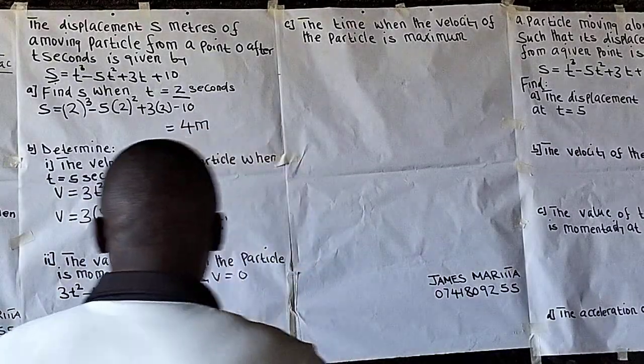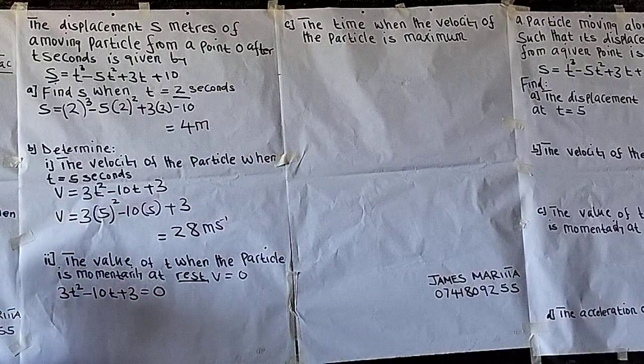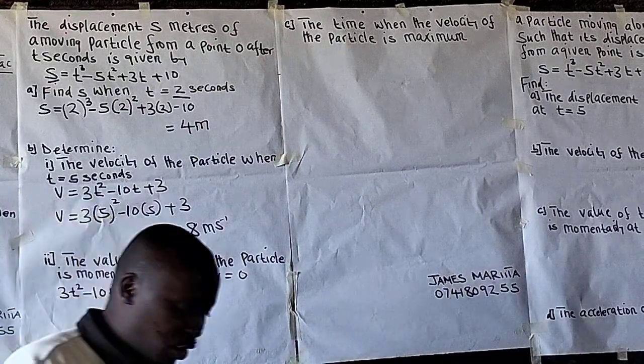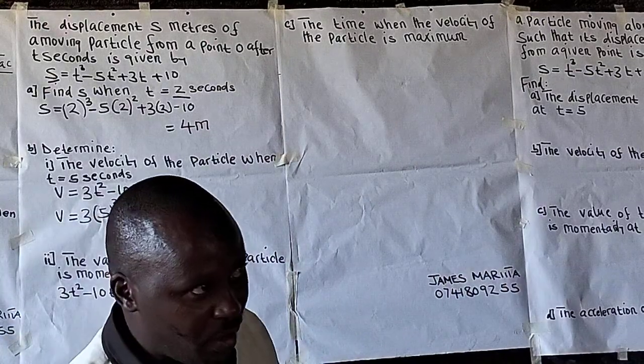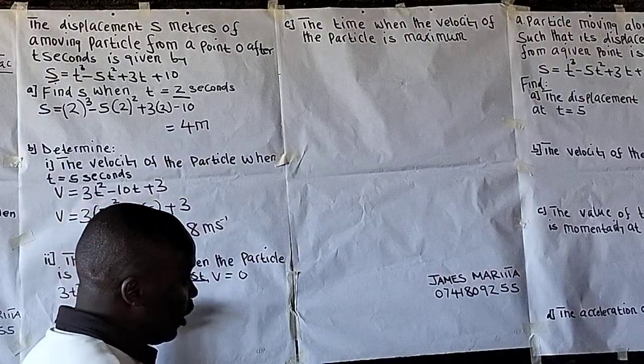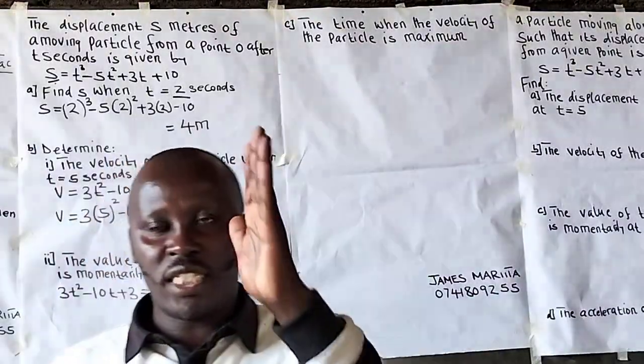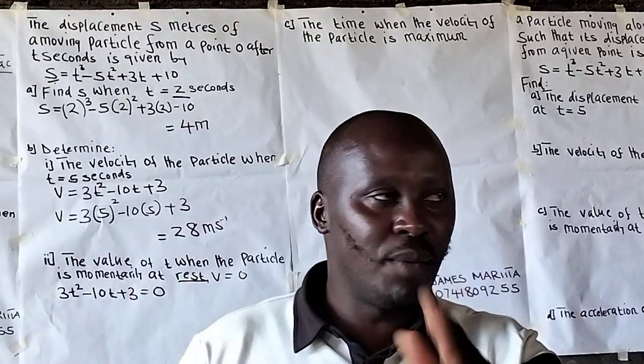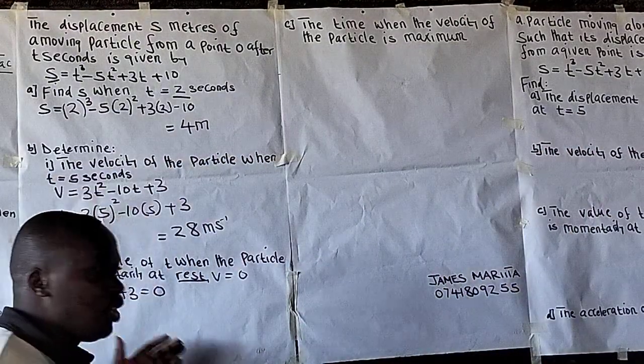So at this point, you need to use three methods to get the value of t. You can use a completing square method to get the value of t. You can use the product sum and factor formula, or you can use the quadratic formula.